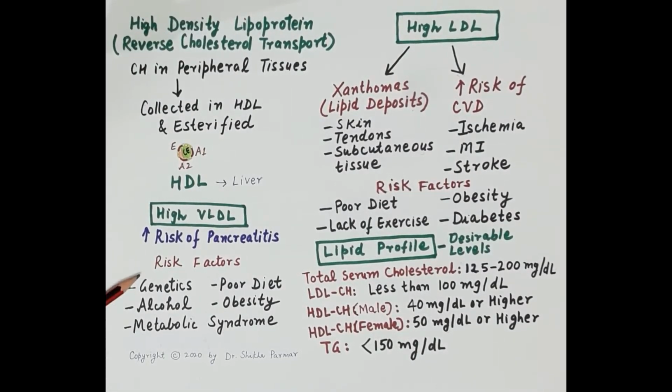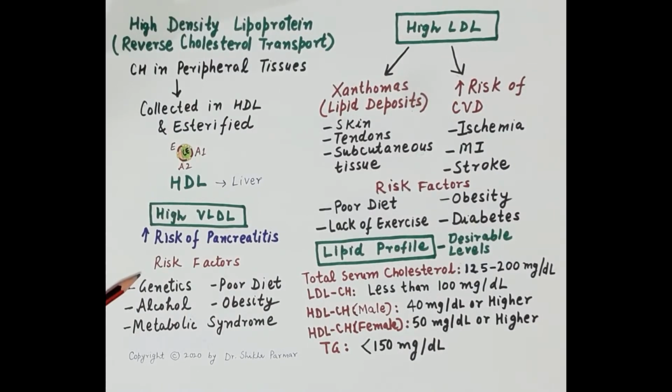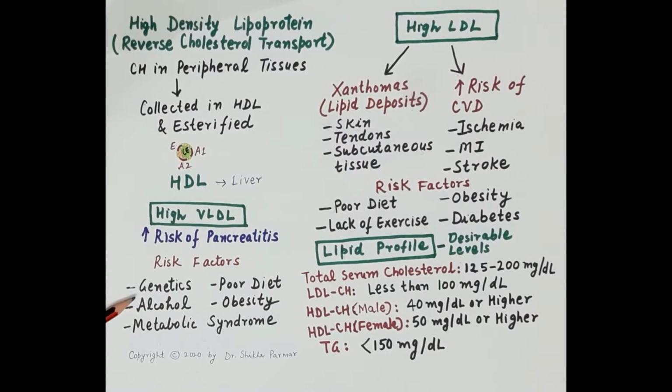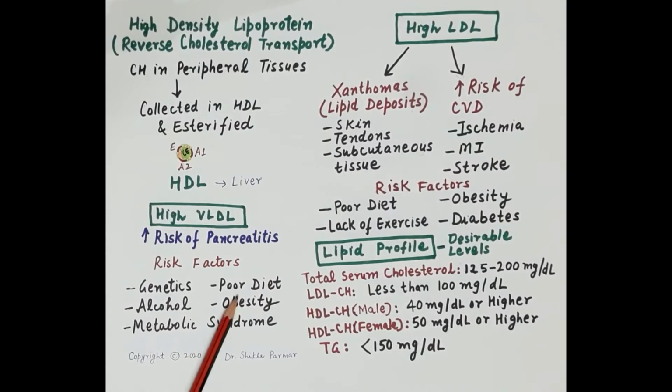And the risk factors associated with pancreatitis are genetics, that is the family history of hyperlipidemia, intake of alcohol, then poor diet, that is the diet that is rich in sugars like ice creams, sweetened coffee drinks, sporty drinks, energy drinks. They should be avoided as the body converts excess glucose into triglycerides. Then foodstuffs like cakes, pastries, and food items with saturated and trans fats also increase triglycerides.